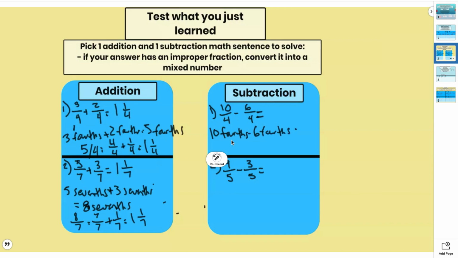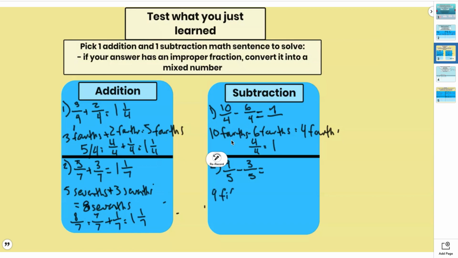So when we write it out in its unit form, we got 10 fourths minus 6 fourths. And when we do 10 minus 6, we get 4. And our units stay the same, so we have 4 fourths. And then when we write it as a fraction, we have 4/4. And when the numerator and the denominator are the same, we have 1. So 10 fourths minus 6 fourths equals 1.